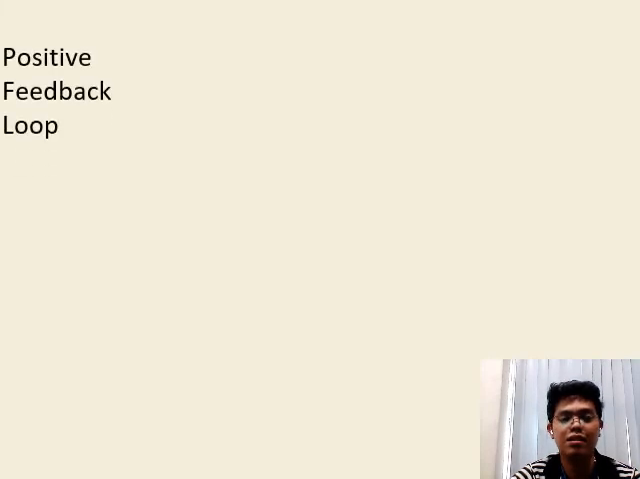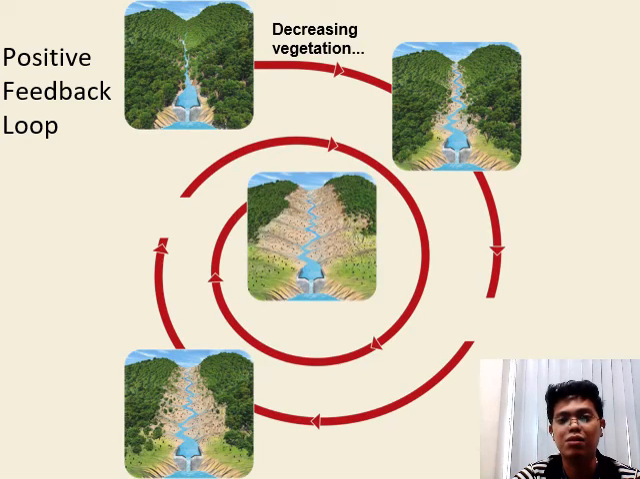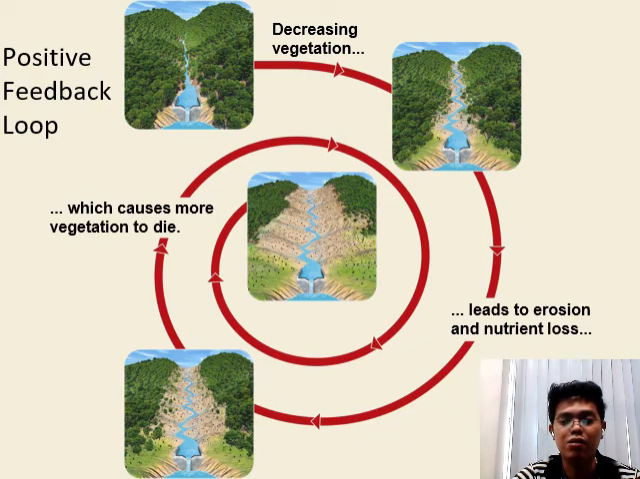So that's a negative or corrective feedback loop. This is an example of a positive feedback loop: the watershed ecosystem. When we strip or cut trees, we decrease the vegetation in a watershed. That leads to erosion and nutrient loss. If this continues and no correction is made, it causes the vegetation to die. That's an example of a positive feedback loop.